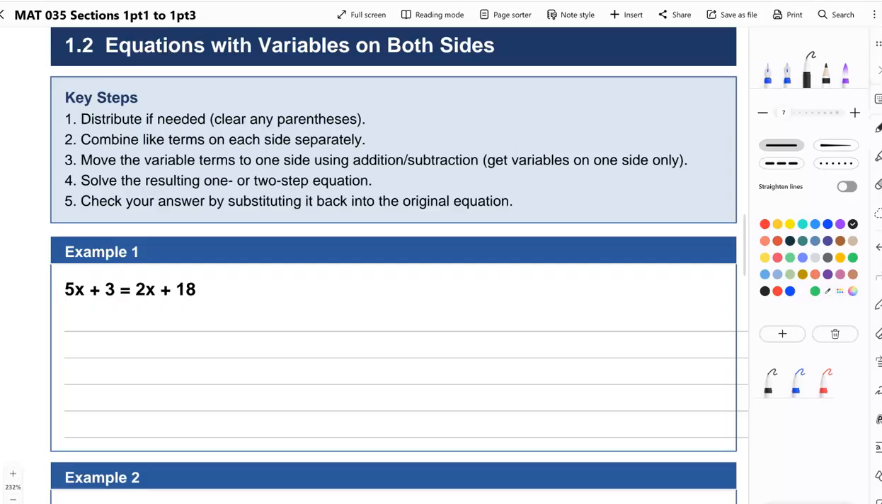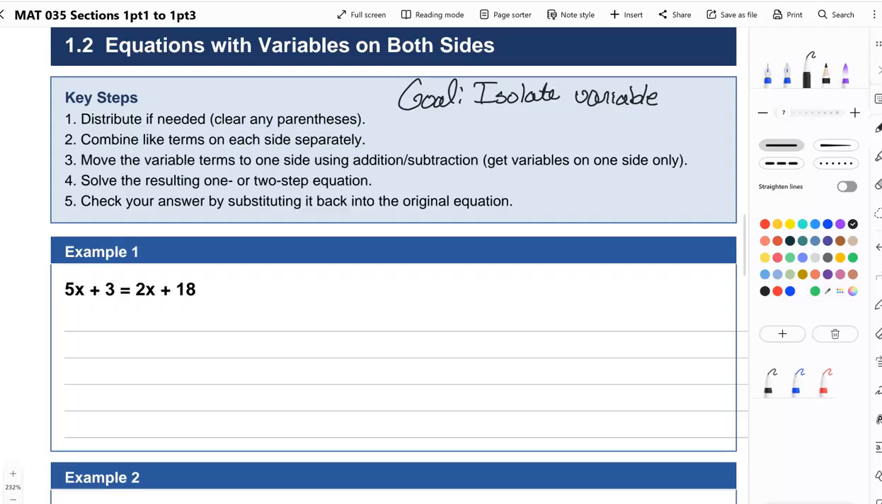In this video, we're going to talk about equations with variables on both sides. Our goal is still the same. It's still to isolate the variable. So we have to undo stuff to get that variable all by itself.